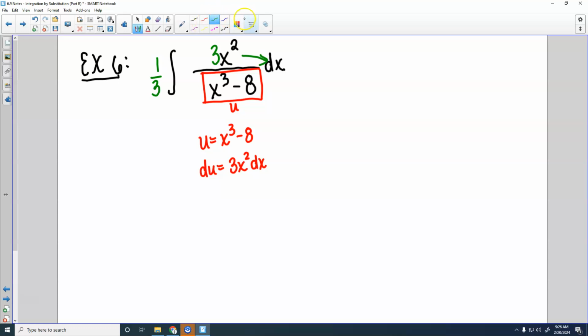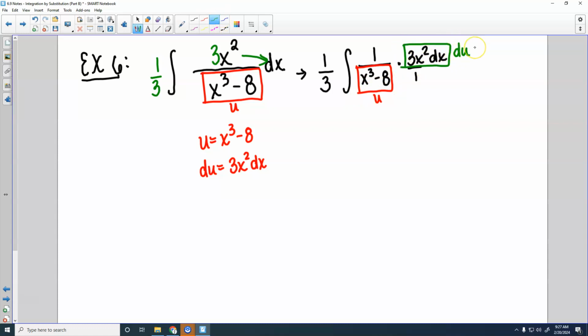And so we can kind of think about this. I'm going to rewrite this way. I'm going to write this as 1 over x to the 3rd minus 8 times 3x squared dx. Is that equivalent? Like if I multiplied that back together, I could put this over 1 and I'd get the same thing I started with, right? That just helps me see where everything goes a little bit better. This is my u. This is my du here.